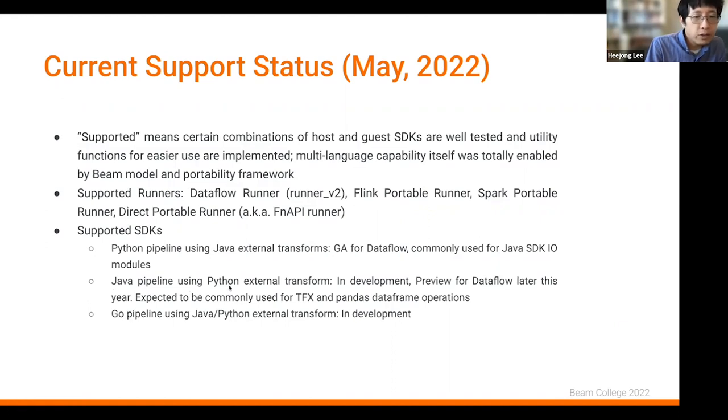The Java pipeline using Python external transform is still in development, still in testing and bug fixing. It will be in preview status for Dataflow later this year. We are actually testing it for the TFX and pandas data frame operations. And the Go pipeline using other SDKs is also in development, but not yet available. It may just work, or not work. So if you're a brave developer, then you can just try to use multi-language pipelines for Go.